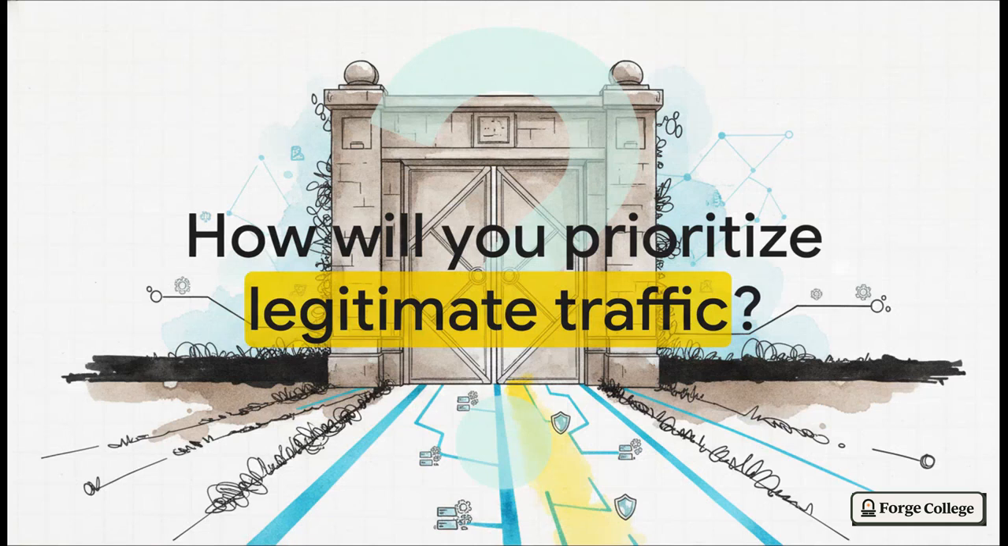Which leaves us with a pretty critical final question. Once your gatekeeper successfully blocks out all that noise, how will you prioritize the legitimate traffic that actually makes it through the door? Think about that as we prepare for our next explainer on rate limiting strategies.